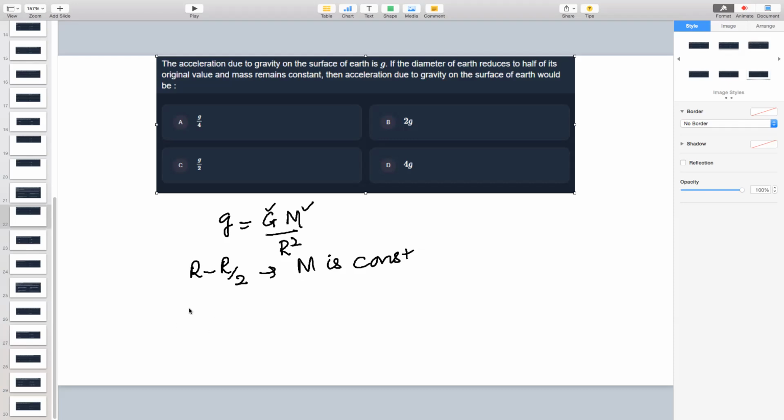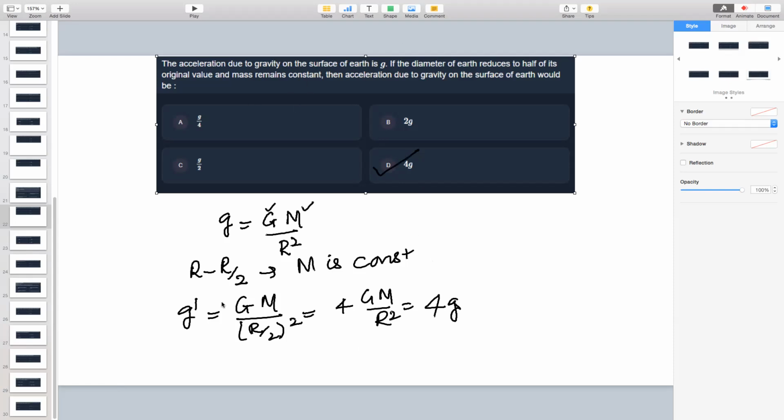So what will be your new value? g prime, let us consider. G, M is constant, (R by 2) whole square. Now this is equal to 4GM by R square. This is 4g. Now this is your answer.